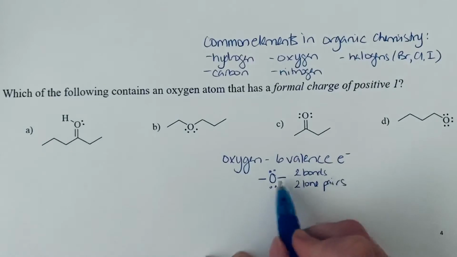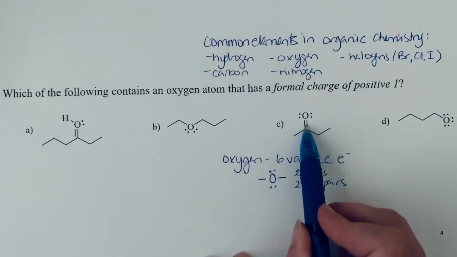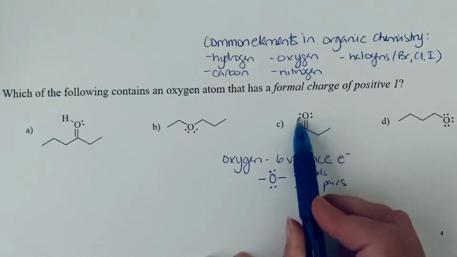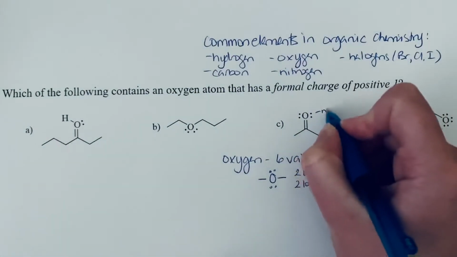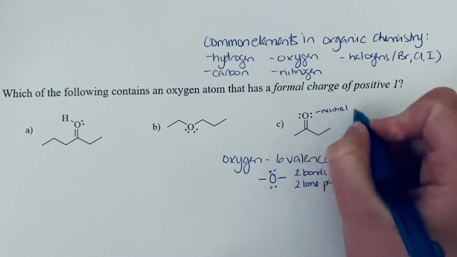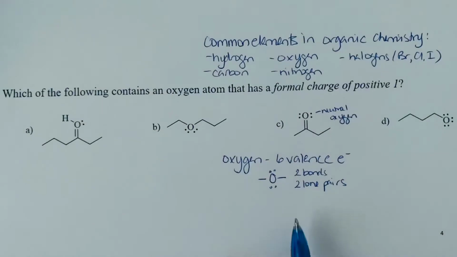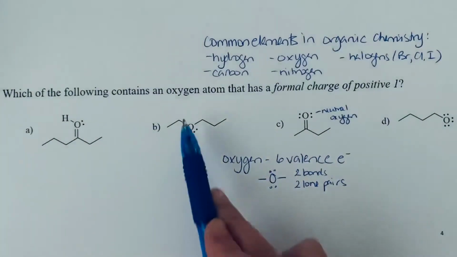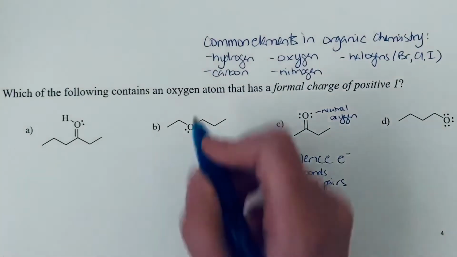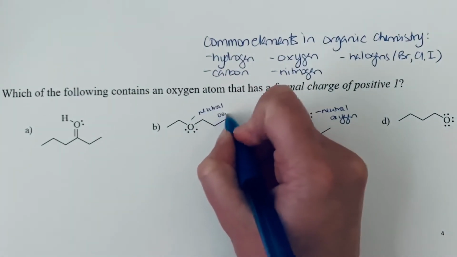And so those bonds could be 2 single bonds, as we've drawn here, or it could be a double bond. So we still have 2 bonds and 2 lone pairs on the oxygen for C. So this is a neutral oxygen. So we don't have to consider that as an answer. And we should also recognize that option B also fits this bonding pattern. It has 2 bonds and 2 lone pairs. So this is also a neutral oxygen atom.